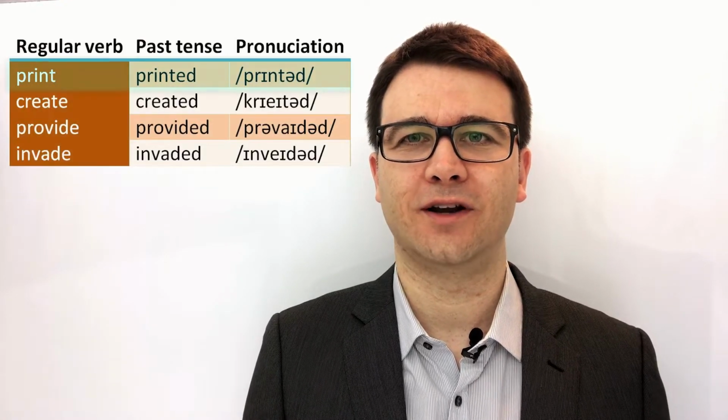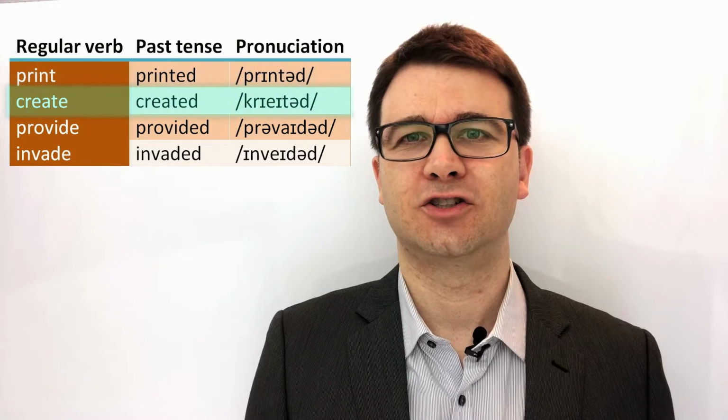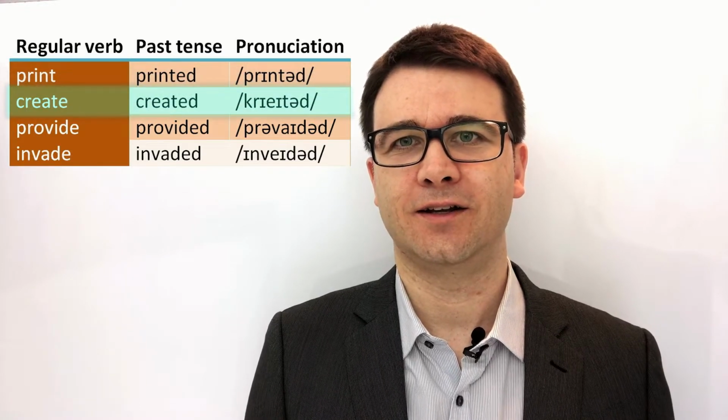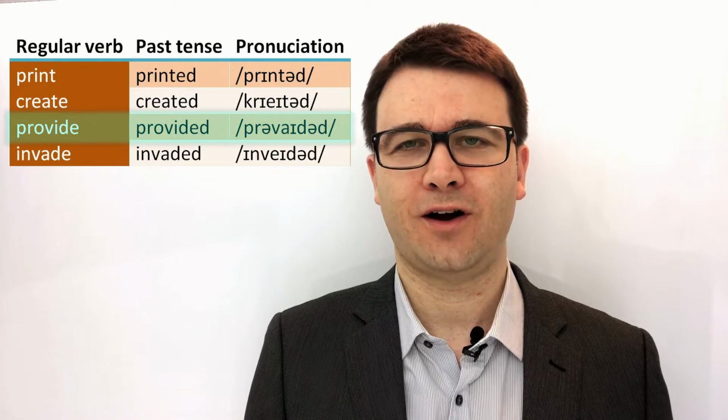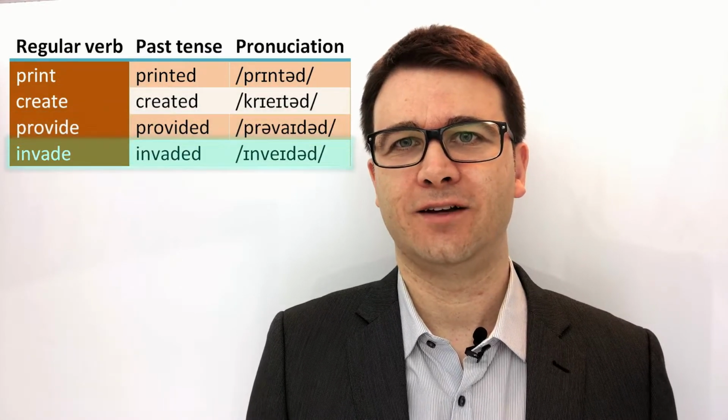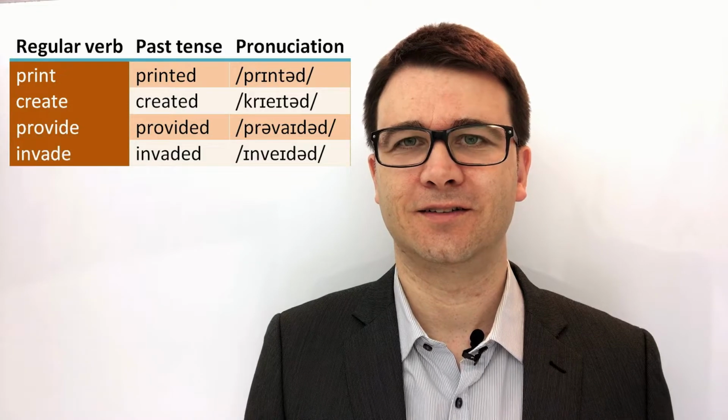So what is this pronunciation problem? Well, as you know, to pronounce a regular verb in the past tense, you just add ed. For example, the past tense of print is printed. To change create, you add ed to make created. Provide becomes provided. And invade becomes invaded. It's not too difficult, right?